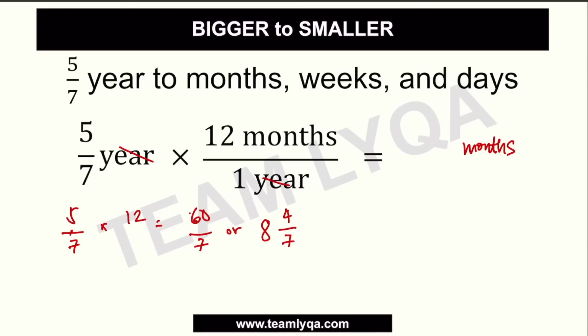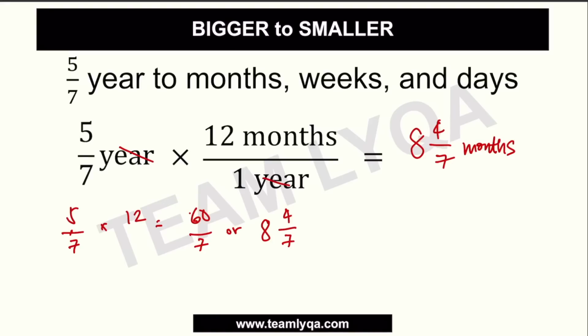Na kung naguguluhan kayo dun sa converting ng improper fraction to mixed number, ililink ko na lang din sa taas yung lesson about dyan ha, kasi hindi na natin mapagkakasya dito sa lesson na himayin pa lahat ng steps. Panoorin nyo na lang yun, nasa description box din sa baba if you're watching on YouTube. So you have 8 and 4/7 months. Okay?